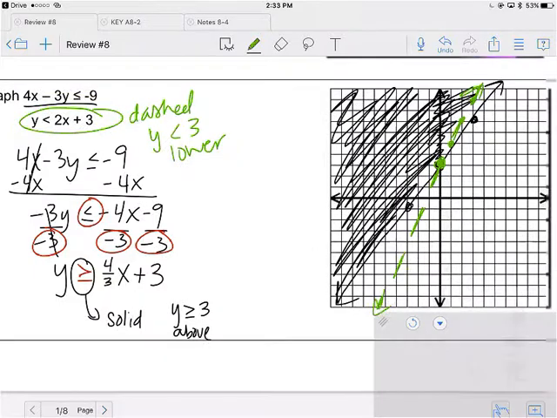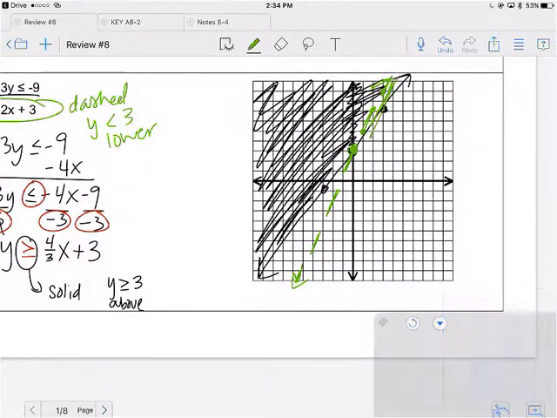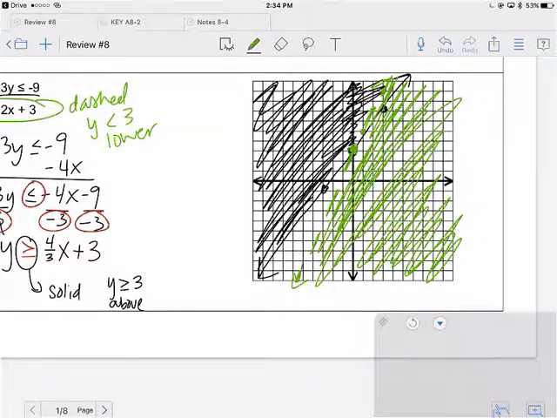And shading lower than would be underneath. So the only part that these two have in common is this tiny little triangle up in here. That is the only space where my green line matches the black line.